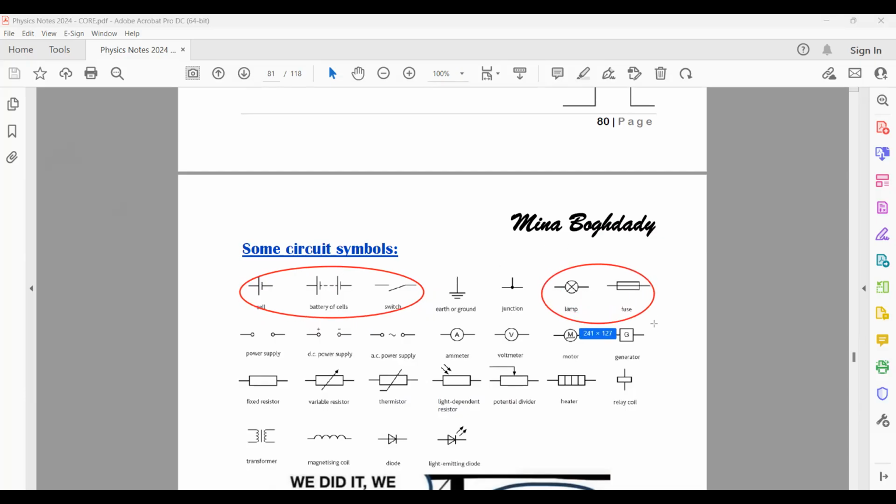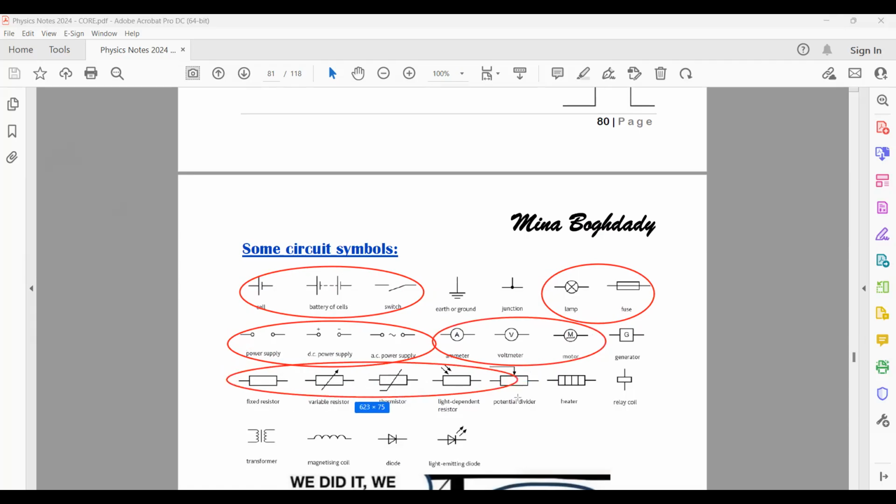These two also, some of the common components. The power supplies, all the power supplies are common components we're gonna see. Ammeter, voltmeter, and a motor. All the types of the resistors and the heater. All these are components you need to know about. If you want to know them all, good job.